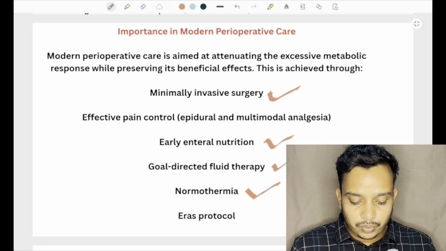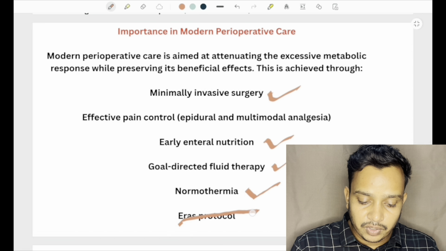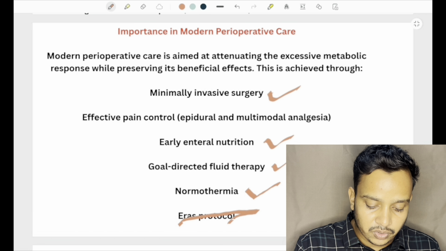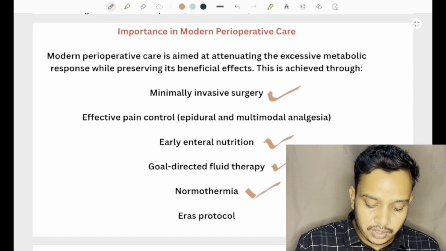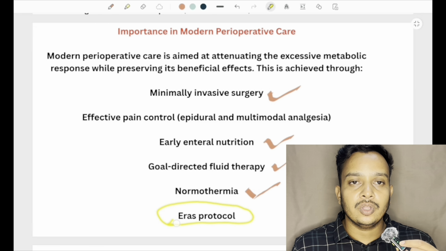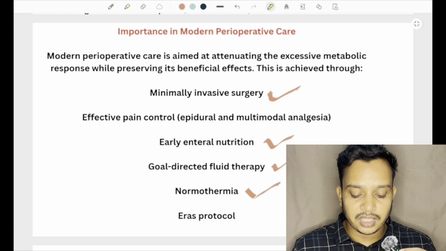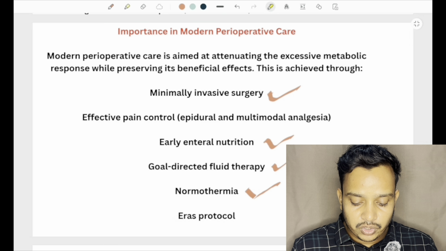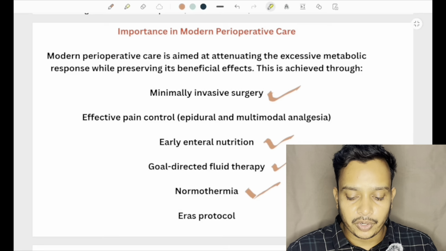So to keep everything in a protocolized and systematic way, nowadays we use the protocol called the Enhanced Recovery After Surgery protocol, that is our ERAS protocol. This protocol revolves around the modern perioperative care pathway. There are multiple components in the ERAS protocol, but most of these are used in modern perioperative care.